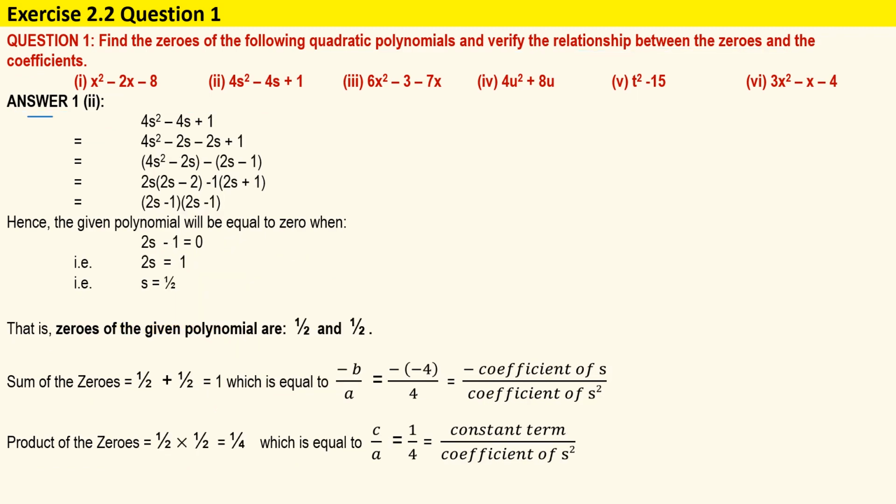Next, answer 1 part 2, 4s square minus 4s plus 1. This can be written as 4s square minus 2s minus 2s plus 1, which is equal to 2s minus 1 multiplied by 2s minus 1, which implies s is equal to 1 by 2. And because the term 2s minus 1 appears twice, we can say that we have two zeros for this polynomial, and both of those zeros are equal. So we have the first zero as 1 by 2, and the second zero is also 1 by 2.